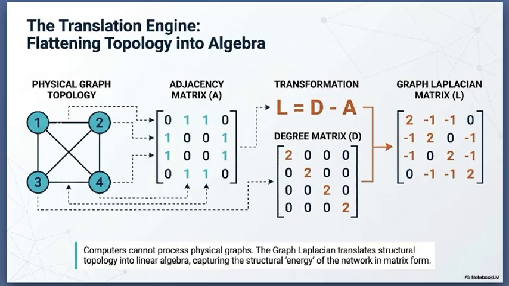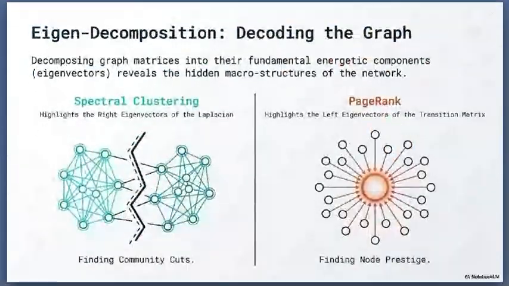By subtracting the specific links from the total volume of links, the resulting matrix captures the structural energy of the entire network. Structural energy. Yeah, it creates a system of equations that acts almost like a series of springs connecting the nodes, mapping out the tension and flow of the entire web. And once we have the tension of the web mapped out as numbers, the sources say we can perform eigendecomposition.